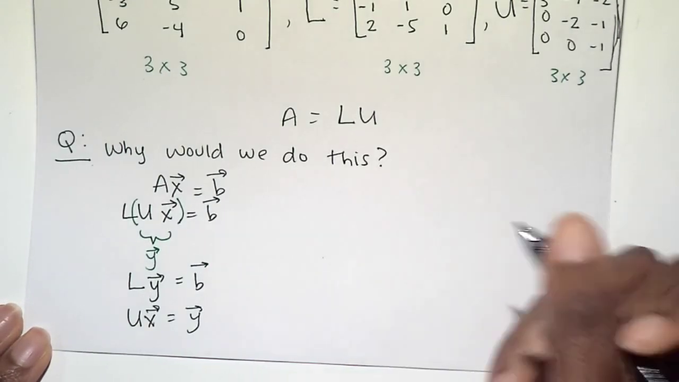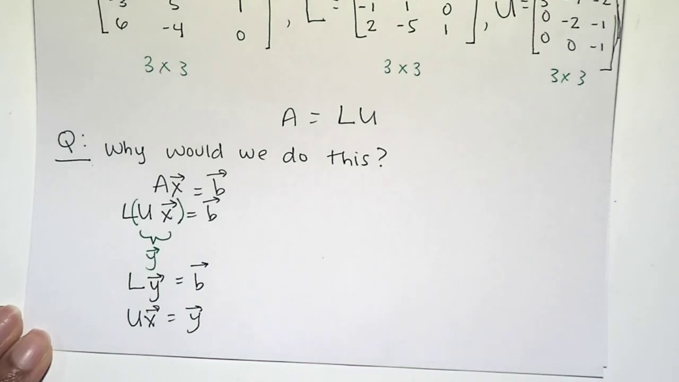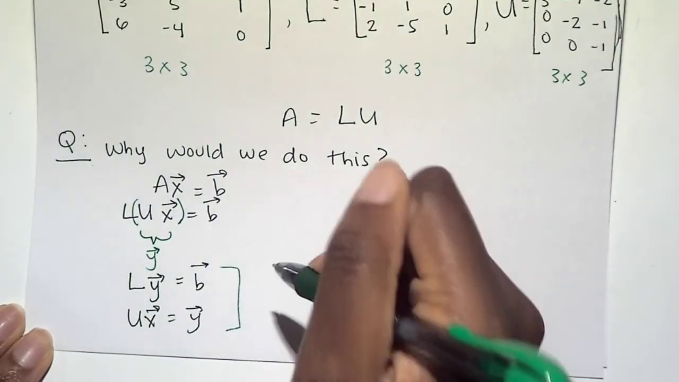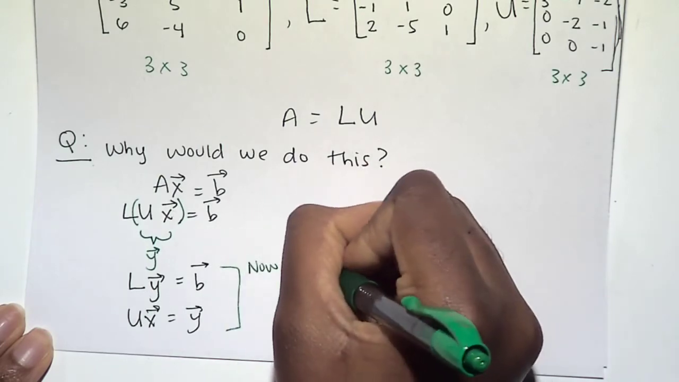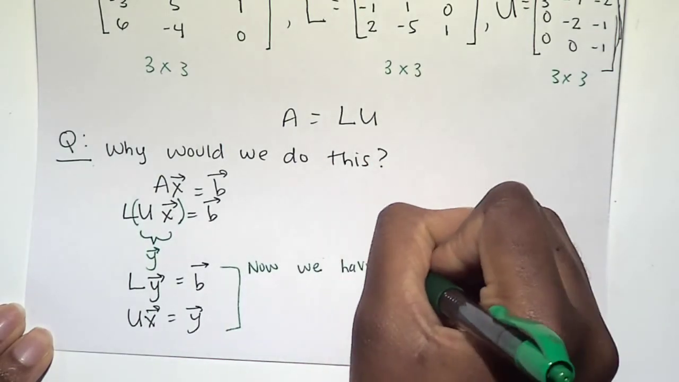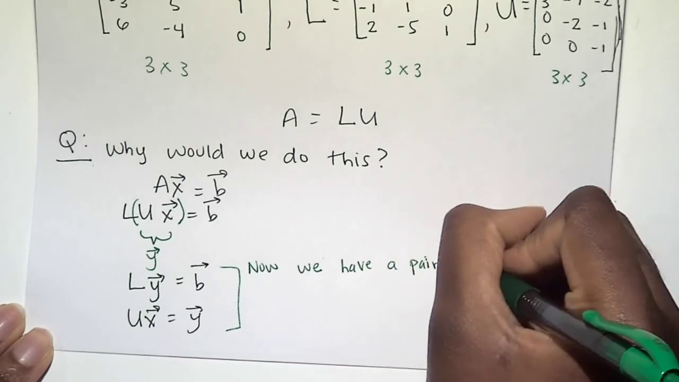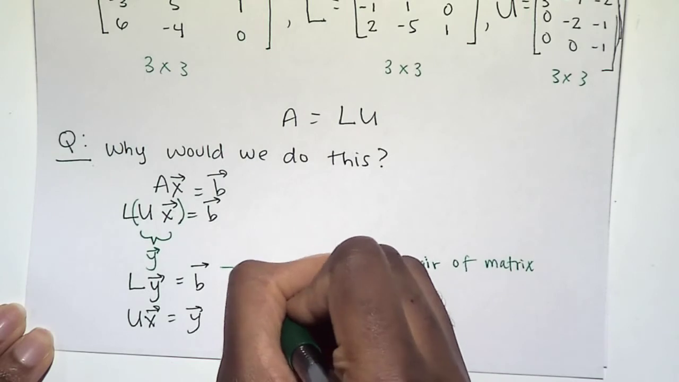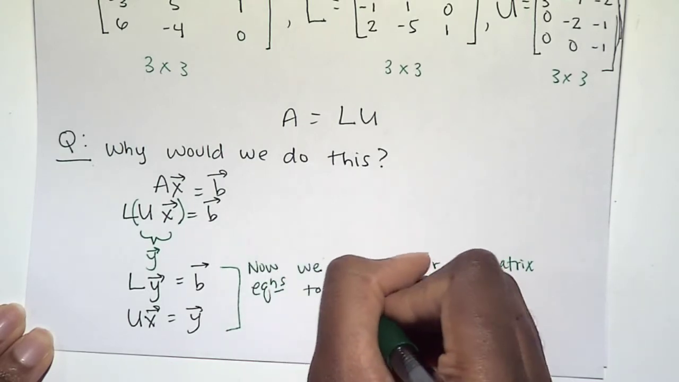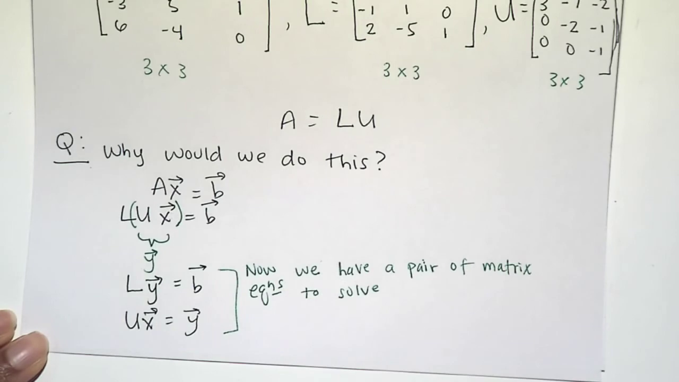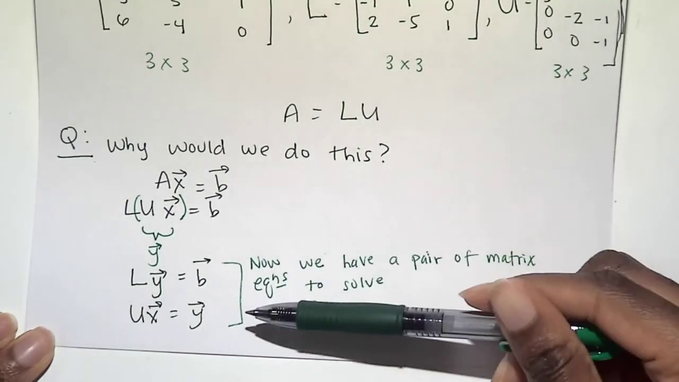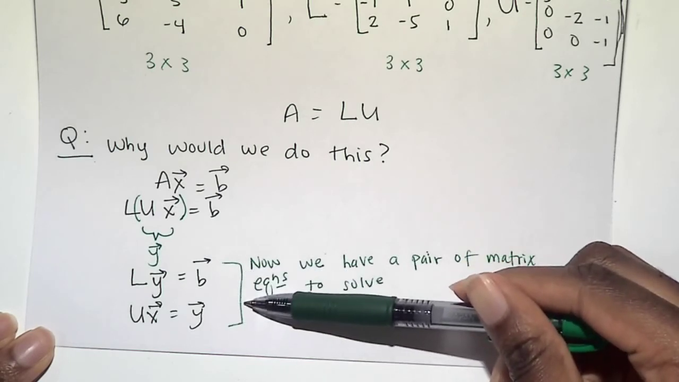So now we actually have a pair of matrix equations to solve. Why would we do that? Why would we change our problem from only having one equation to two equations that we now have to solve?